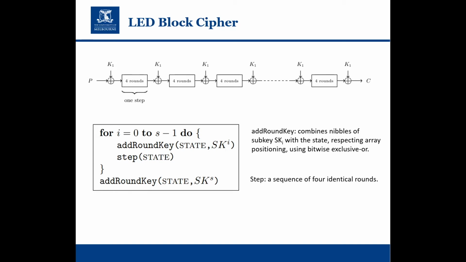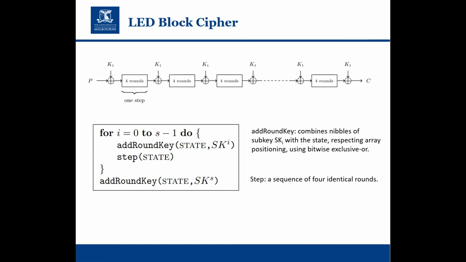It performs 2 operations. One is add round key, and the other is step. Add round key combines nibbles of the subkey with the state, respecting array position, using bitwise XOR. Step is a sequence of 4 identical rounds. The number of steps during encryption depends on the key size. For a 64-bit key, there are 8 steps, so the total rounds are 32. For bigger key sizes up to 128 bits, there are 48 rounds.